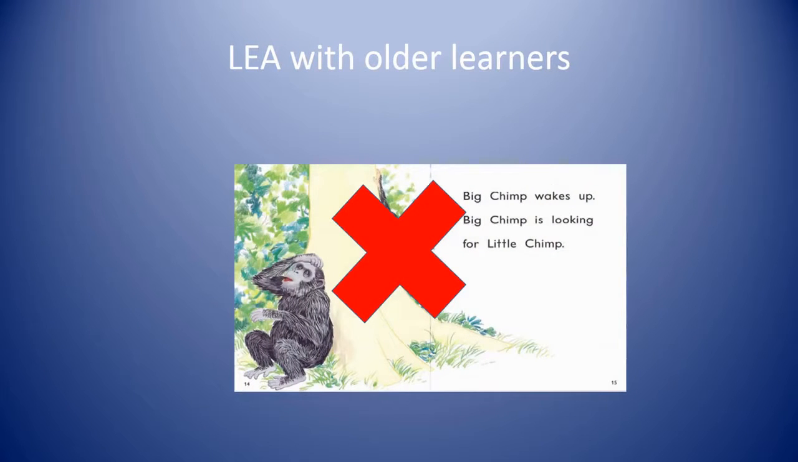LEA also works with older learners, especially those who are struggling to read in English. One of the biggest advantages of LEA for older learners is it allows them to escape the humiliation of reading books that are at a lower cognitive level than their reading level. This chimp book is the example.